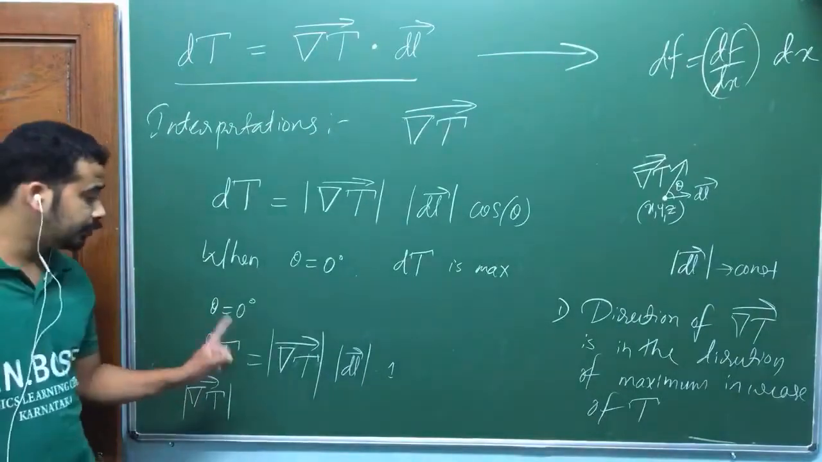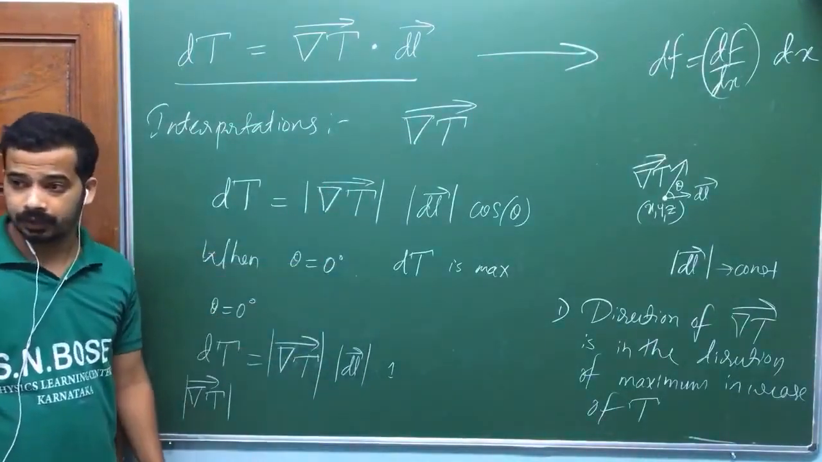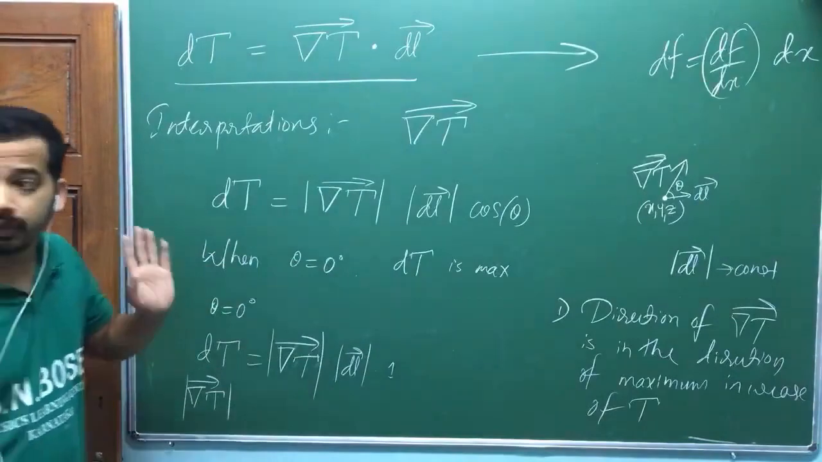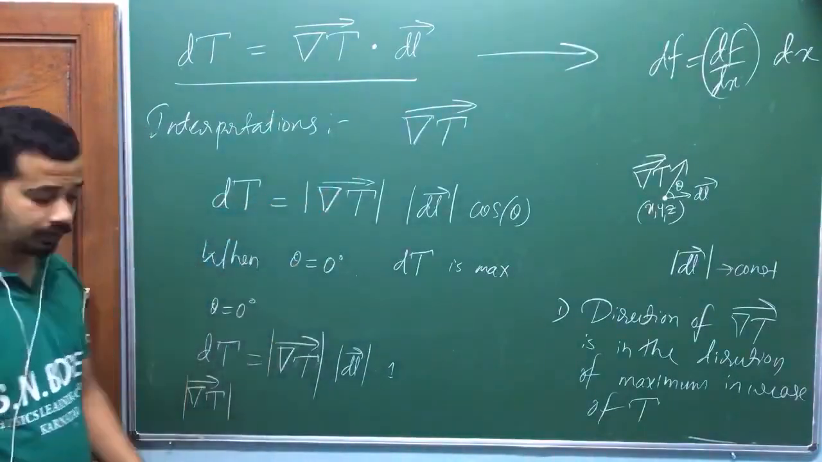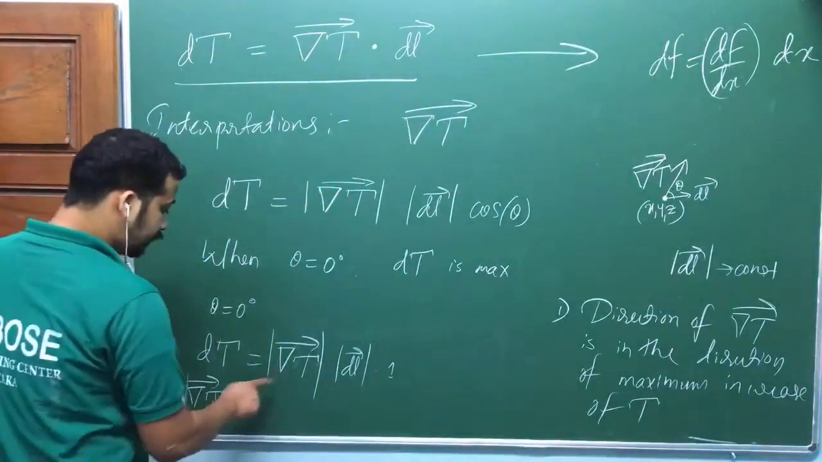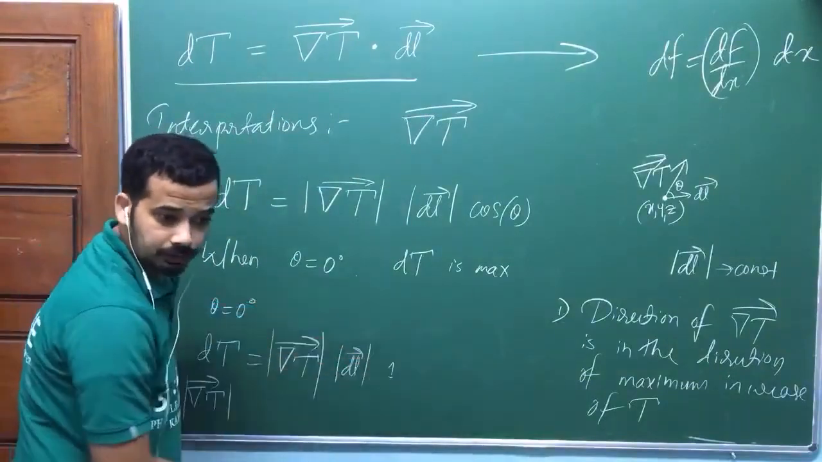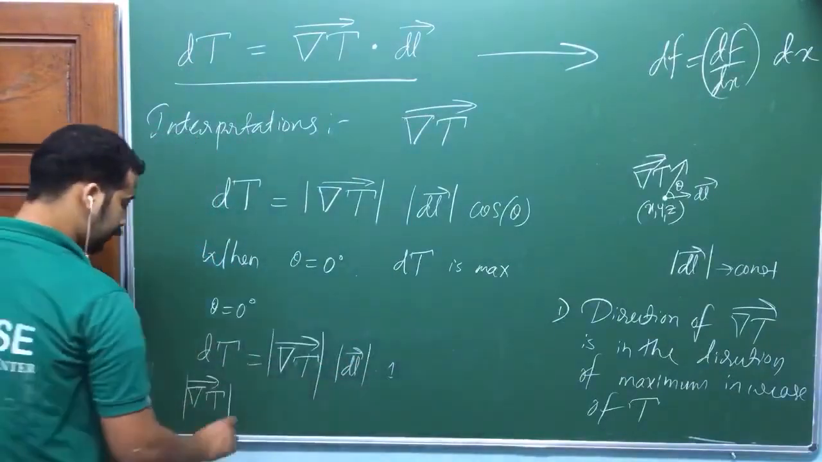Remember, you have taken this one when theta equals 0, when you are moving along the direction of gradient, okay? Now, about this gradient, you got the information about its direction. Now you have to think about magnitude.